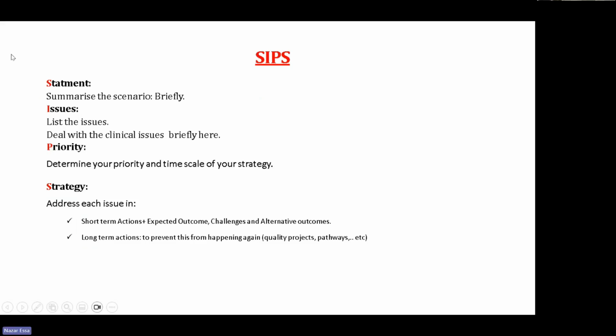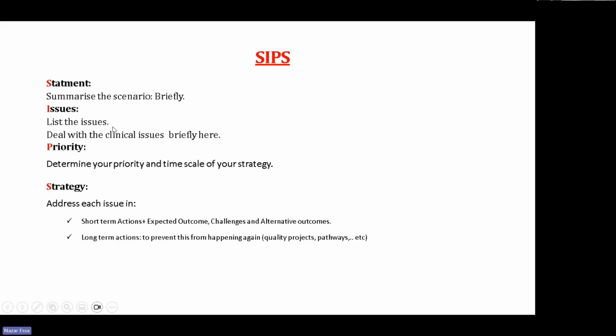So what I will recommend here is to use SIPs again. Start with the statement, as we said before, and list your issues. And again, I will remind you, this is the management scenario, so speak about the clinical issues briefly here, and you will not get any time to speak about them later on. Don't go into much detail. Priority: determine what patient you will see and what will be the time scale of your strategy.